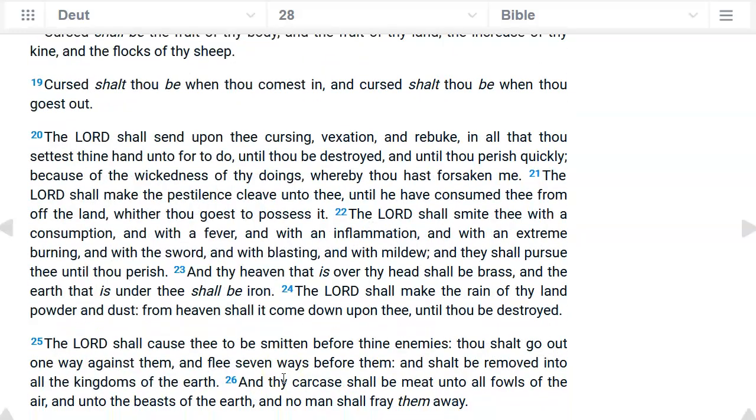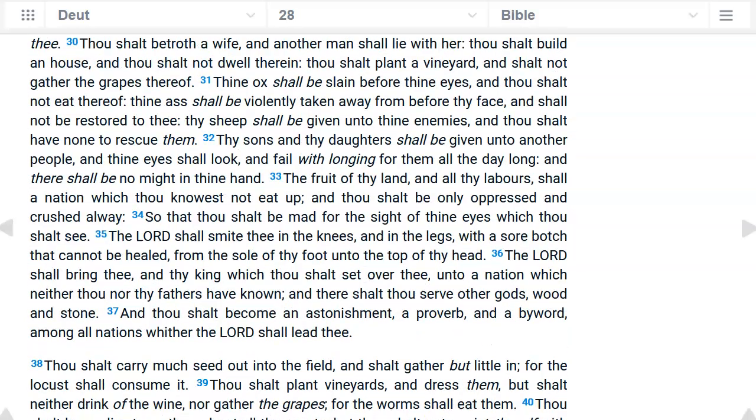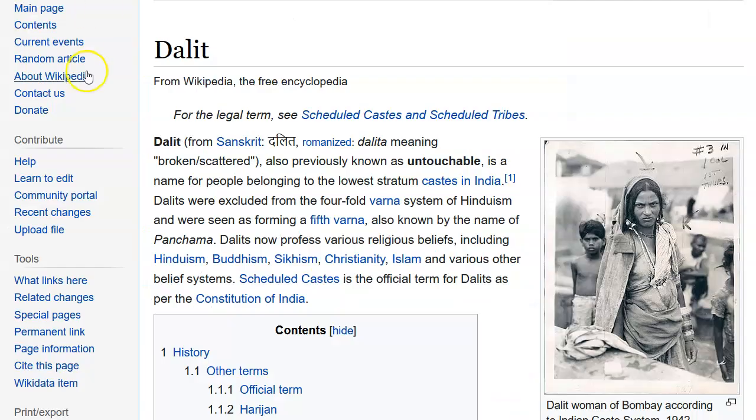Let's go down here to 33. Sorry, my mouse is just terrible. I need to work on this. 33. The fruit of thy land and all thy labor shall a nation which thou knowest not eat up. That would be whoever is living in the land now. And thou shalt be only oppressed and crushed always. What is a synonym for crushed? Broken.